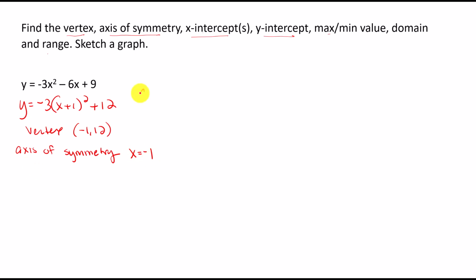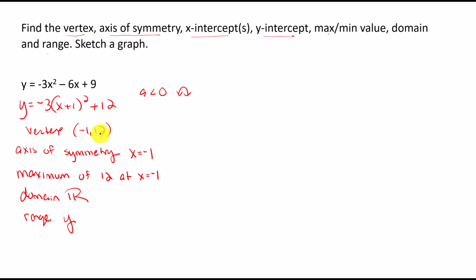Let's say a is less than 0. So my graph is going to open down. So I'm going to have a maximum of 12 at x equals -1. And I'm going to have a domain like normal of all real numbers and a range of y. I'm going to use my y value and I'm going to look at this. This opens down. Everything is below the vertex, so I'm going to have less than or equal to.